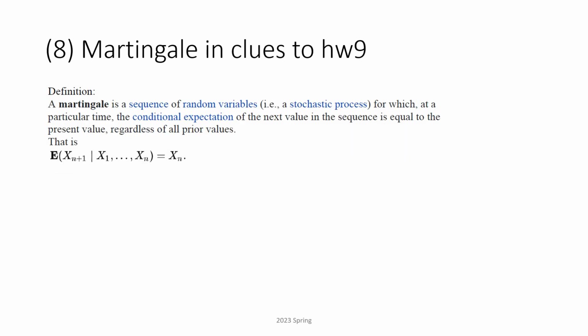The last one is martingale. It can be found in the closed-form homogeneity. So it's a sequence of random variables for which at a particular time the conditional expectation of the next value in the sequence is equal to the present value regardless of all prior values. And so the property means that a martingale is a sequence that on average doesn't grow or shrink.